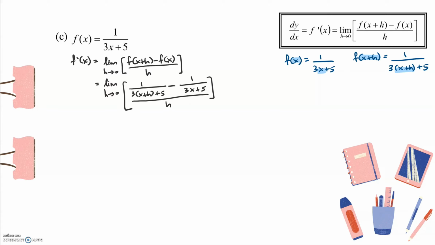So our aim here is to cancel h at the denominator. So we need to simplify the numerator. We need to expand the numerator first.